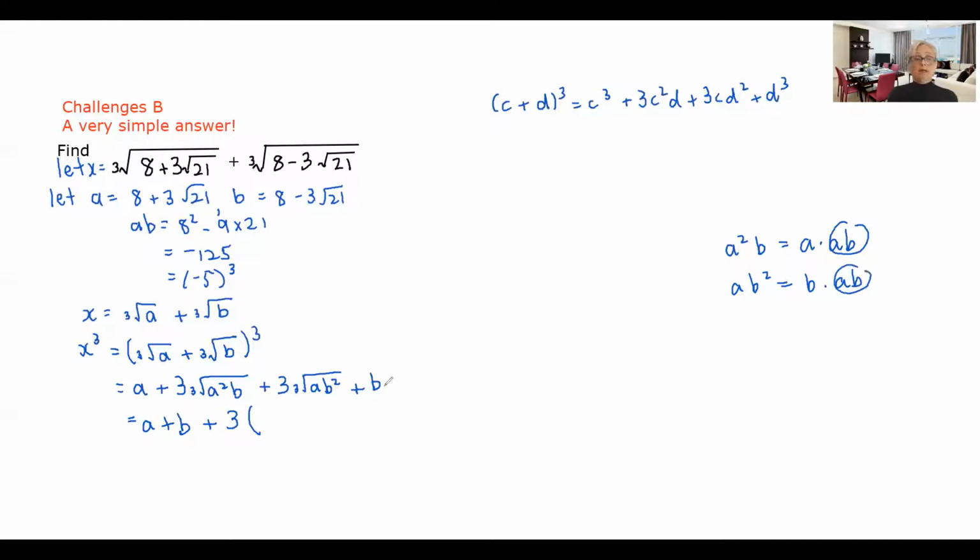Right, and that ab we said was negative 125. So what we've really got here is the cubed root of a times negative 125 plus the cubed root of b times negative 125. Now we know when we're simplifying, we can bring that cubed root of the negative 125 all the way out the front. So let's do that. So we get a plus b plus 3 times, well, 3 times negative 5 times our cubed root a plus our cubed root b.